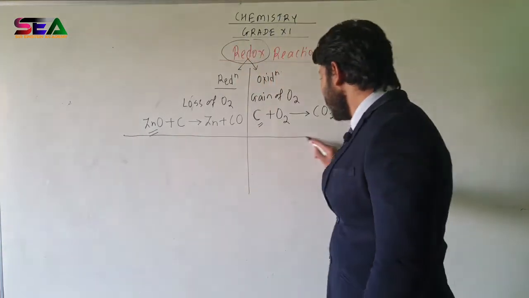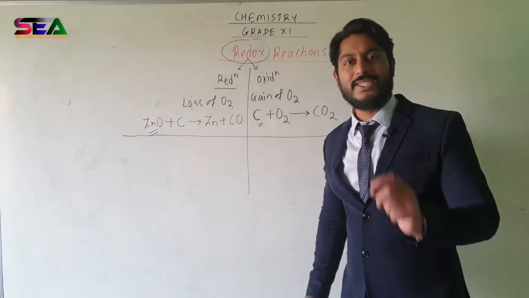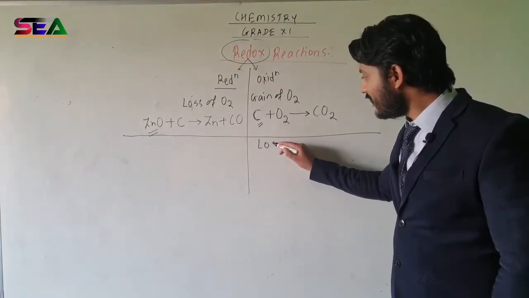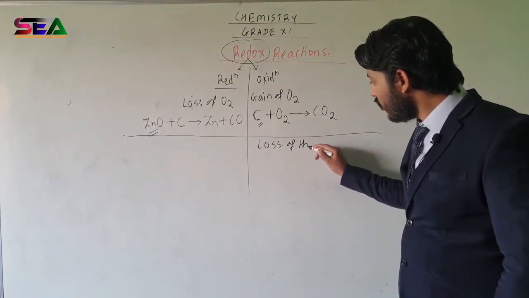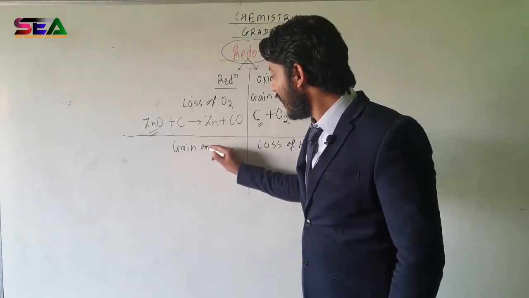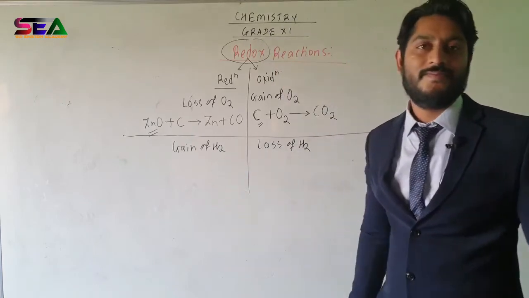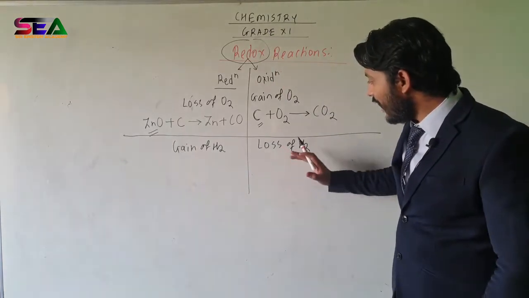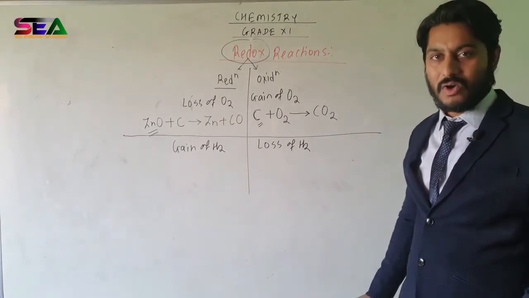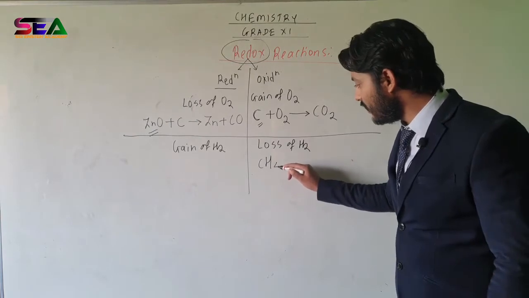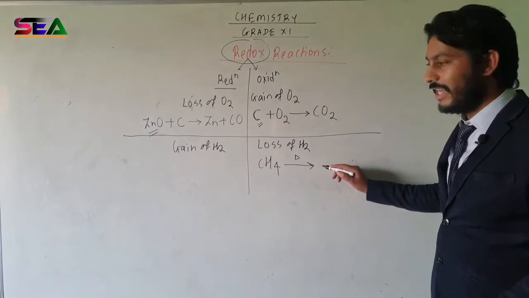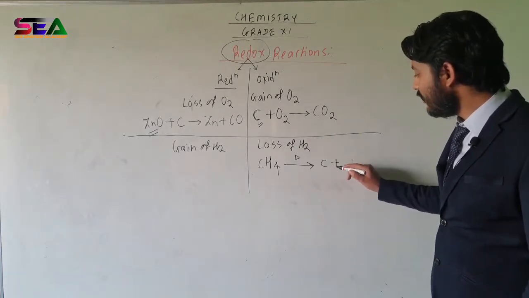Now, there are two more definitions which are essential to understand in gaining better knowledge of redox reactions. The second definition says that loss of hydrogen is oxidation and, opposite to loss, gain of hydrogen is reduction. Let's make this clear with an example. If I take CH4 and heat it, it may be pyrolysis, I can write C plus 2H2.